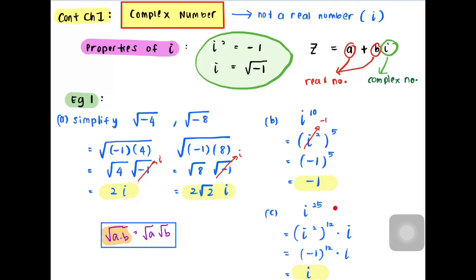Let's see the next one here, i to the power of 25. Since we want to represent it in terms of squared, we need to split them up. So this is equal to i to the power of 24 multiplied by i to the power of 1. So what is i to the power of 24? It is i squared, and then take the power of 12 outside. So 2 times 12 here is 24. So here, let us change i squared to minus 1. So minus 1 to the power of 12 will be 1, a positive number. So 1 times i is just equal to i.